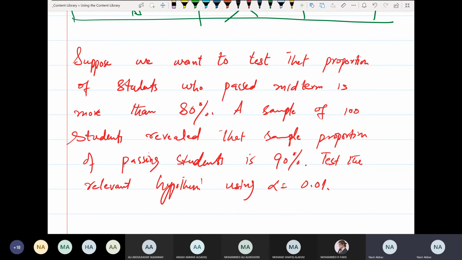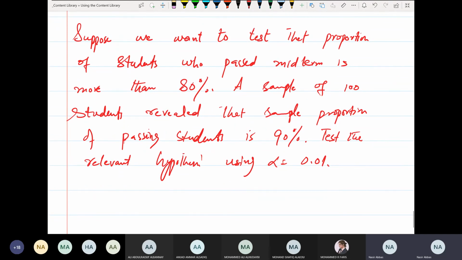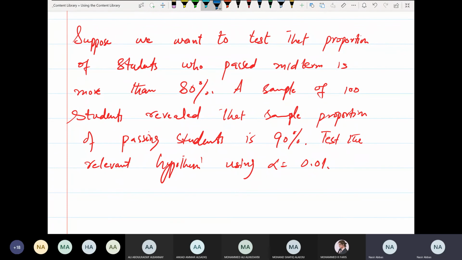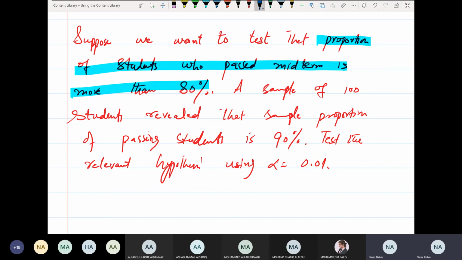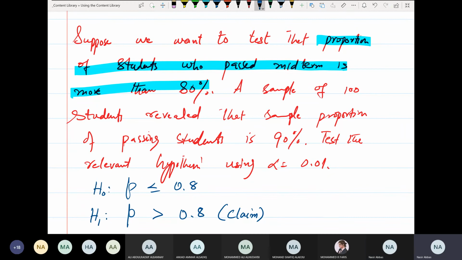So first thing we want to make is H naught, H1. So read the statement. What are we supposed to test here? Test the hypothesis that the proportion of students who passed is more than 80%. So you are supposed to test that P is more than 0.8. That's the claim. Write the opposite. P is less than or equal to 0.8. The one that contains equal sign becomes H naught. The one that does not contain equal sign becomes the H1.